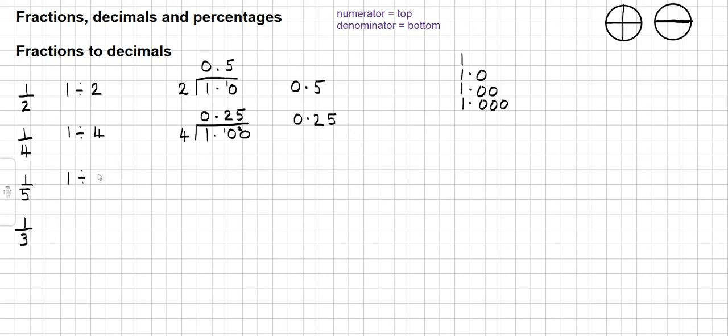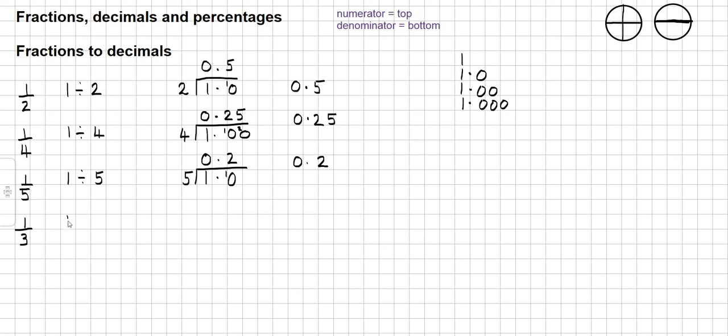1 divided by 5 is going to give us 1/5. So let's write it up. 5 into 1. Can't do that wholly. So we're going to put a decimal point, create another 0, and carry that 1 over. 5's into 10 goes exactly 2 times. So 1/5 is 0.2.